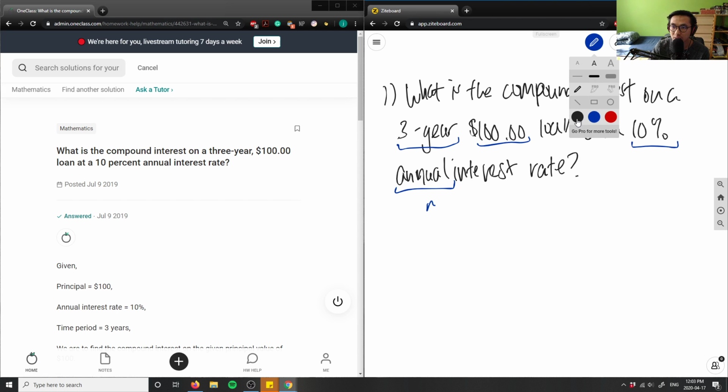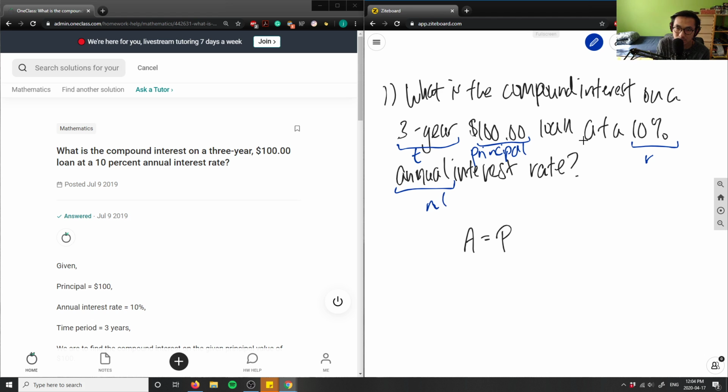So here I can write our formula. The compound interest formula is A, which is our final amount, equals P, our principal amount, as denoted here. This here is our T, which is our time. 10% is our rate, which is R. Annual interest is the number of times interest is applied per time period, which you can think of as cycles. So I have A equals P times 1 plus the rate R divided by N, the cycles, to the power of N times T.